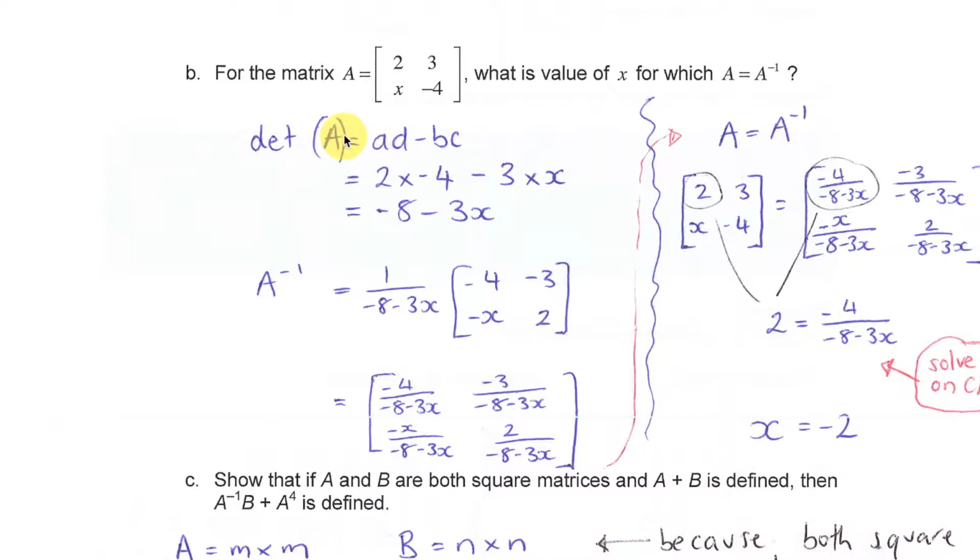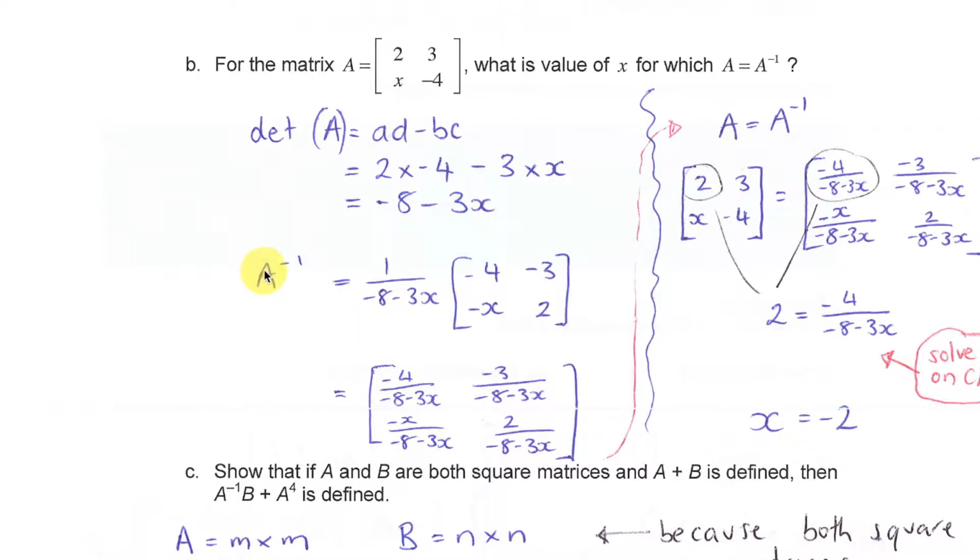So first job, let's work out the determinant. It's going to be 2 times -4 minus x times 3. So I have the determinant equaling -8 take away 3x. Its inverse will be 1 over the determinant, and then I rearrange the values inside the matrix. So -4 will go to where the 2 is, and the 2 will go to where the -4 is. Then across this diagonal, I'll change that to a -x and a -3, which I've done here.